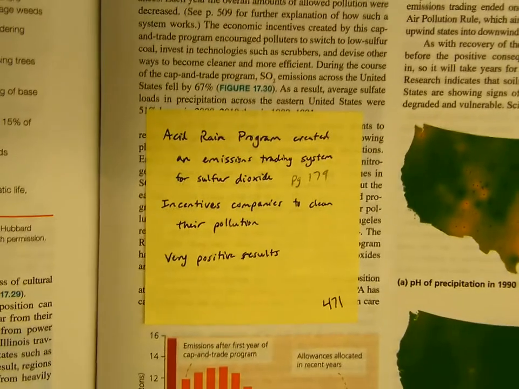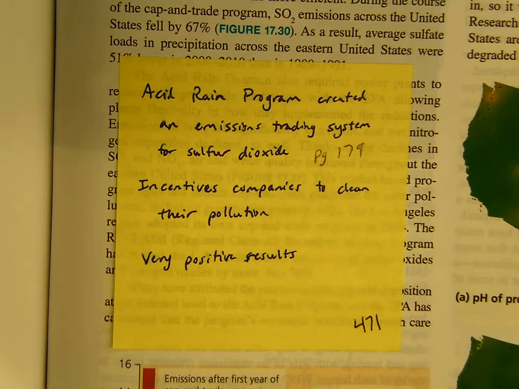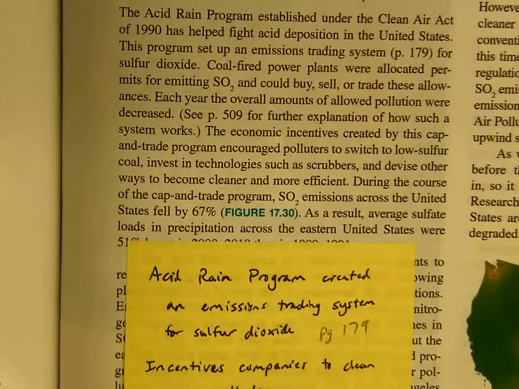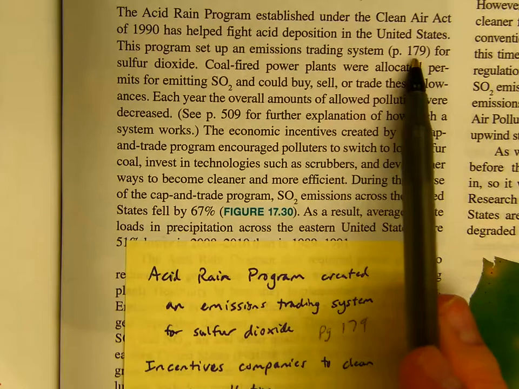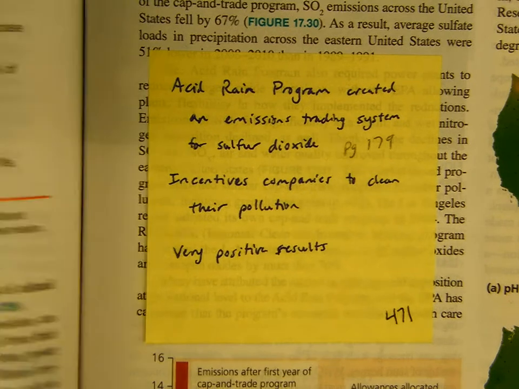All right, moving to 471. It's talking about a thing called the acid rain program. Zoom in a little bit on that so you can see it better. So it's created under the Clean Air Act. It was made in 1990. It created what's called an emissions trading system for sulfur dioxide. And on page 179, and it even says in the text up there, page 179 has more information about it. And honestly, it's a really interesting read, and one thing you guys should be familiar with.